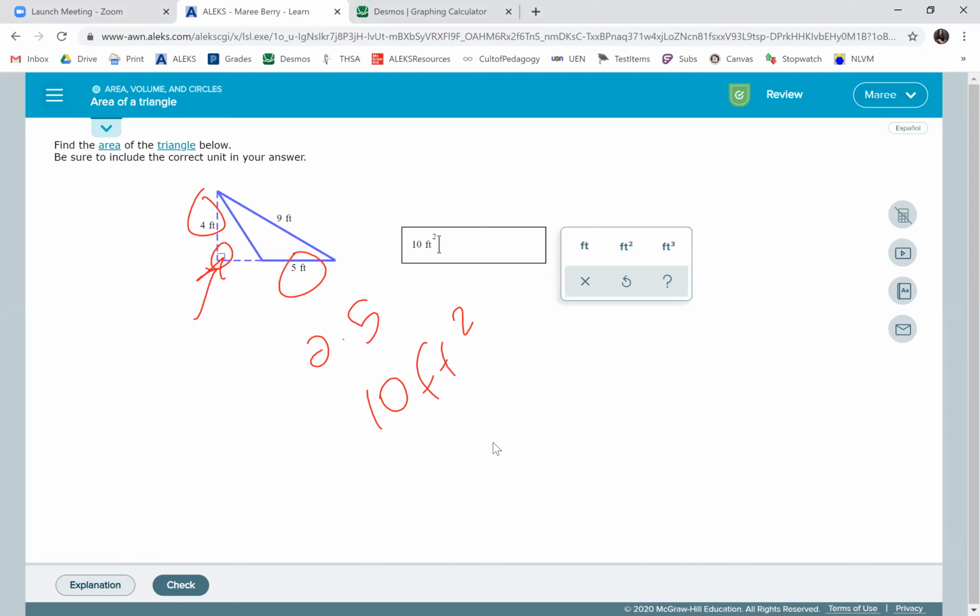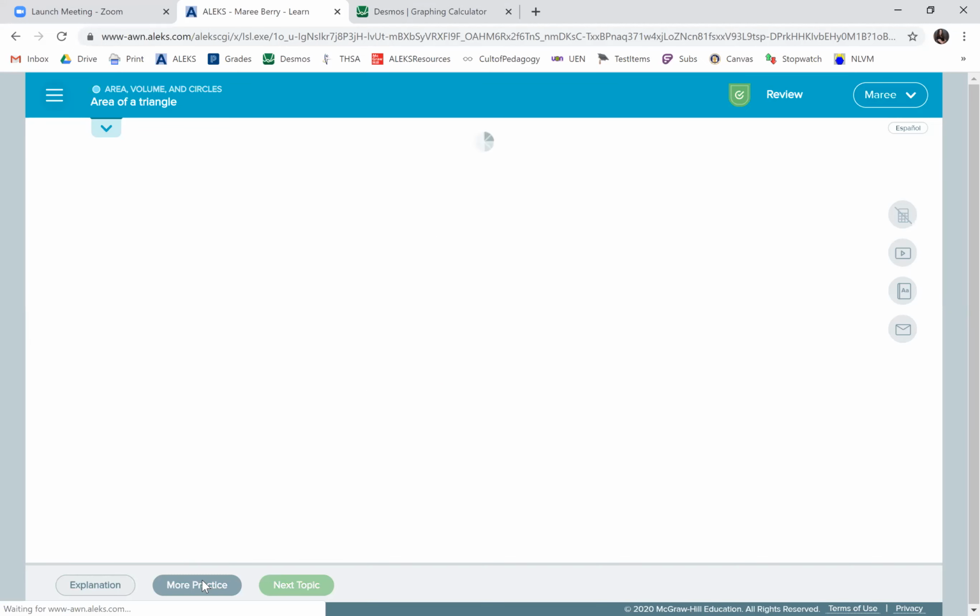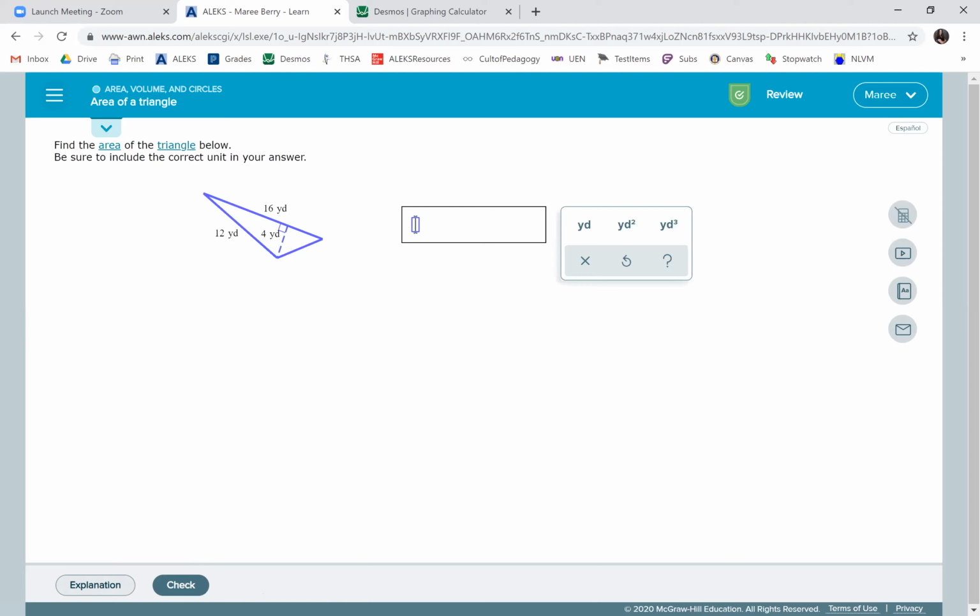Now it's okay to go ahead and just do 4 times 5 to get 20 and then divide by 2. People do that all the time. I just kind of like to divide the even number by 2 first. So like, okay, here's another one. Here's the right angle. So we're going to use 4 and 16.